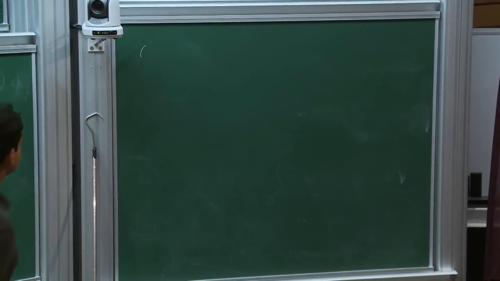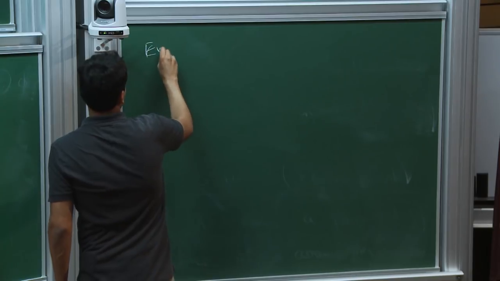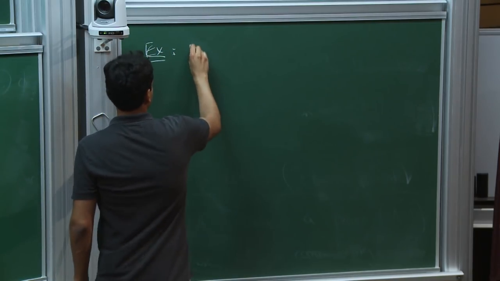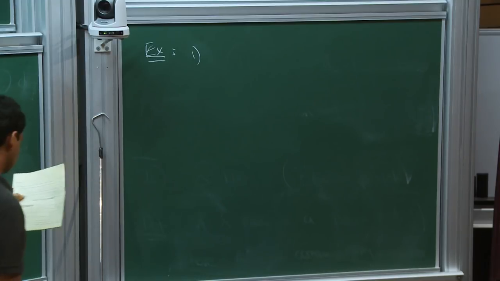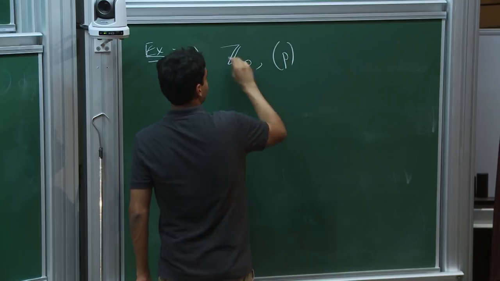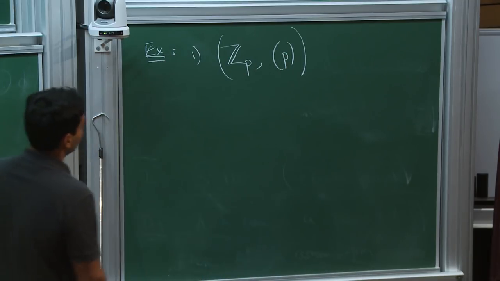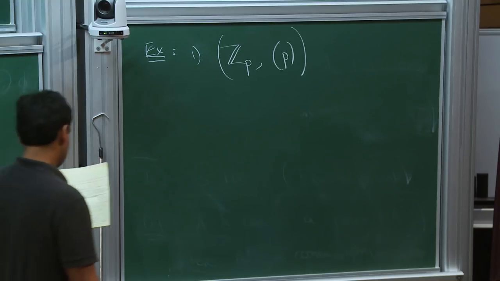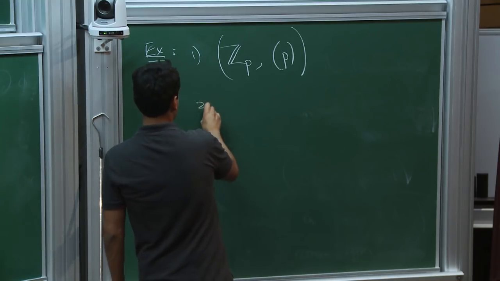Okay, so what are the main examples of prisms for this talk? There are four examples corresponding to four different cohomology theories. The first one is Z_p with the prime number p, and this will correspond to crystalline cohomology. And it's a prism because, as I explained earlier, delta of p is a unit.